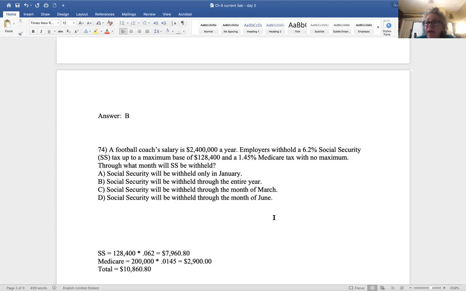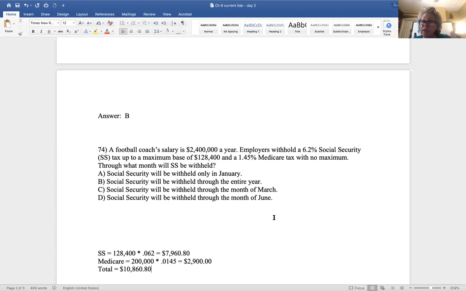Would the employer have a payroll tax expense? Yes, because we just talked about what makes up payroll tax expense for the employer: FICA and unemployment. Good, the FICA match and the unemployment. Now, we don't have the unemployment information here, but $10,860.80 would be withheld from the coach's paycheck. Then remember that the company would have to match dollar for dollar.